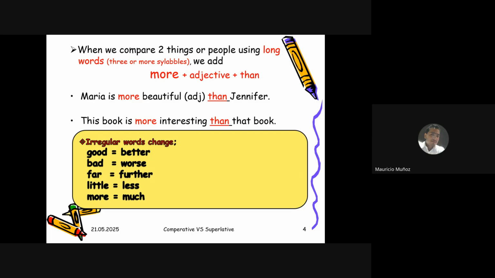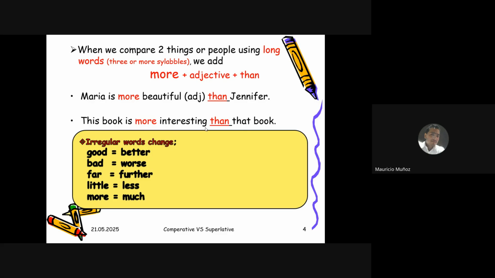I'm pretty sure with practice you will not use your hands for counting the syllables. Okay. So for example, we have beautiful. It's beautiful, 3 syllables, and then we have the adjective interesting, interesting. So for those adjectives, I mean the long adjectives, we write a word before them. The word is more. More beautiful, more interesting.